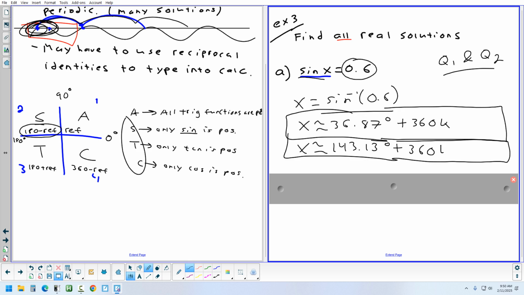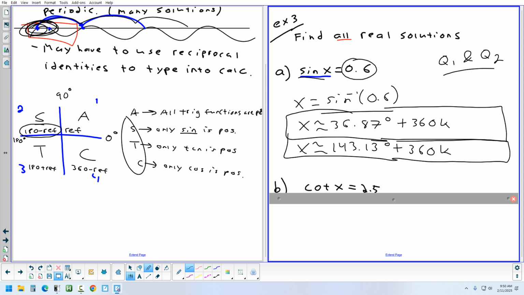That means you can add any multiple of 360 to those answers, and you'll get another answer in a later or earlier cycle. It would be an earlier cycle if k was a negative number. So remember, k has to be an integer. That's important. K is an integer.